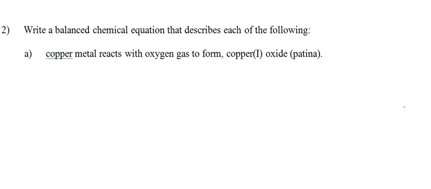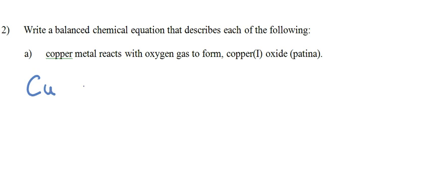All right. Number 2, write a balanced chemical equation that describes each of the following. Now, what's different about this is you get to write the formulas, which is good practice. Okay. Copper metal. How do you write copper metal? Well, hopefully you write Cu.